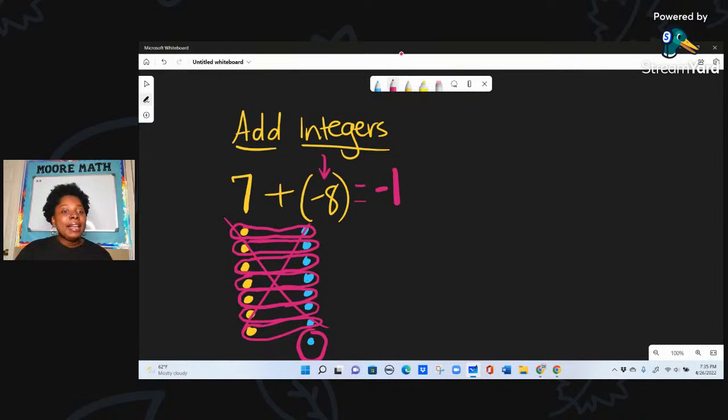So when I add positives and negatives together, we have to take away those zero pairs. So we're really subtracting, and then whichever one there was more of, that's the sign of your answer. So if there's more negatives, your answer is going to be negative. If this was 17, there would be more positives, so your answer would be positive. All right.